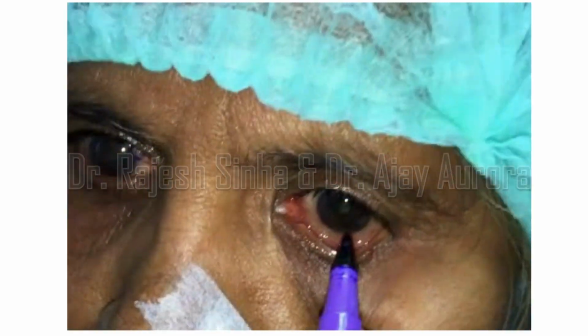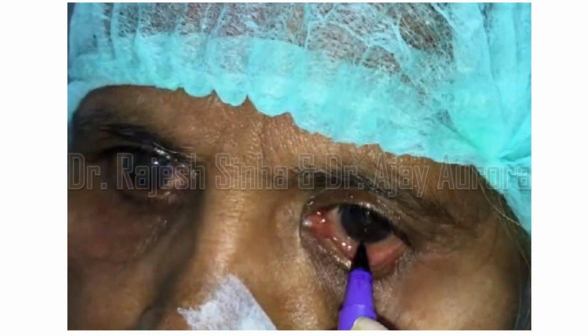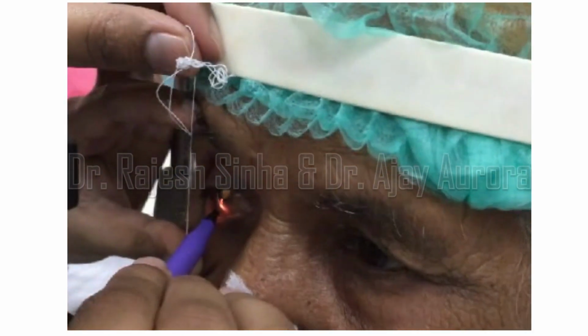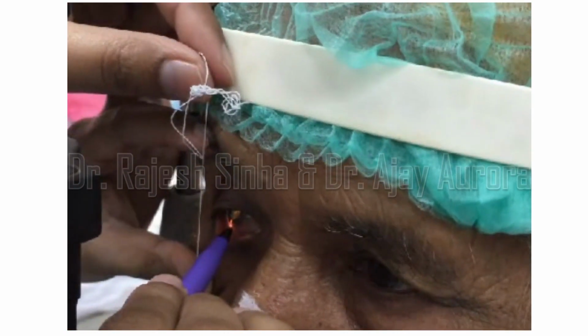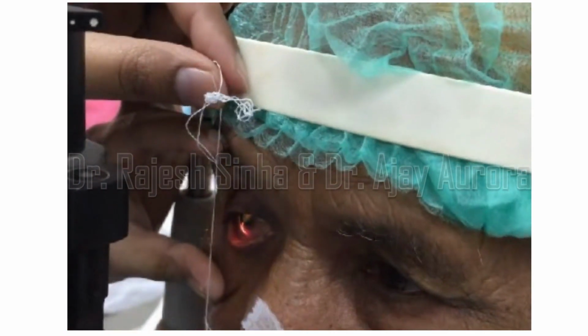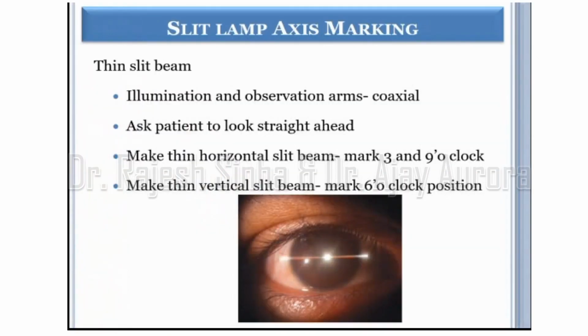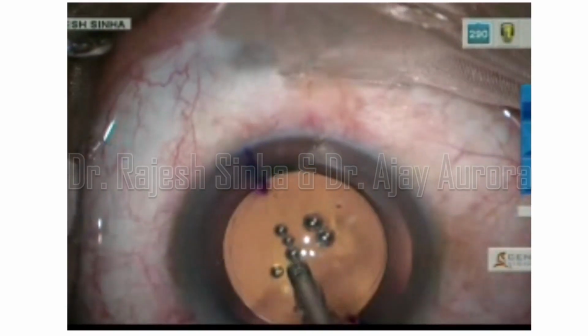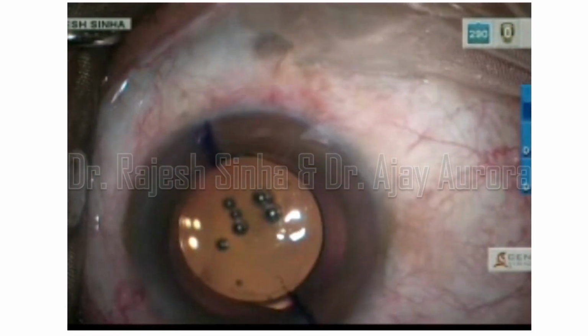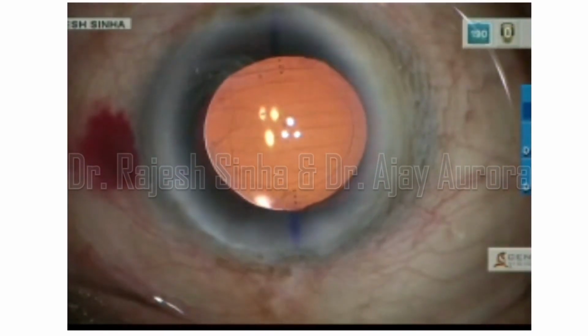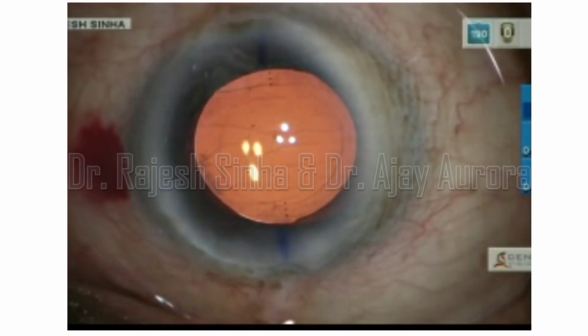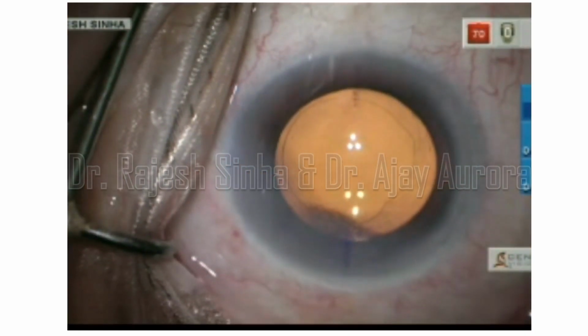6 o'clock marking can also be done directly or on slit lamp, wherein you can also mark 3 and 9 o'clock positions. Once you have marked, you implant the intraocular lens and you align the mark present in the IOL to the axis that has been marked on the cornea.